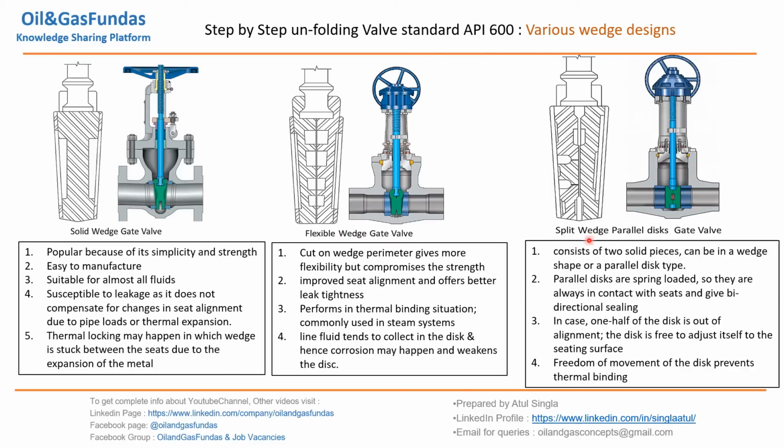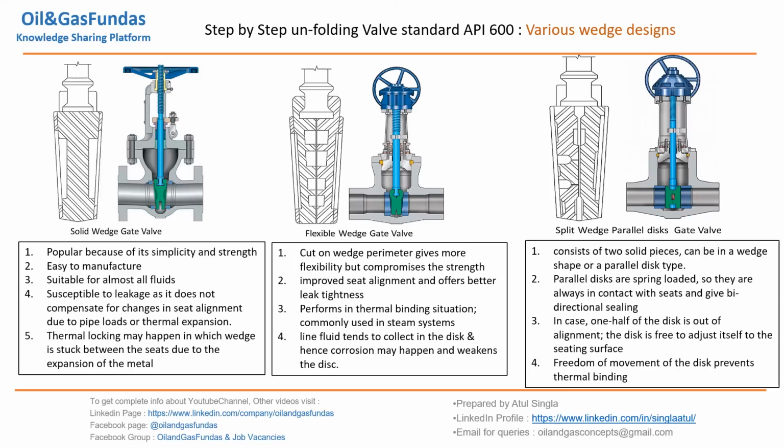Third part is split wedge parallel disc gate valves. What is different here if we compare it with these two wedges? It consists of two solid pieces. If you see, we are having two different pieces. These are two separate pieces here. This can be a wedge shape or parallel disc. Parallel disc is spring loaded. If you see here, there is a small spring in between the two pieces.